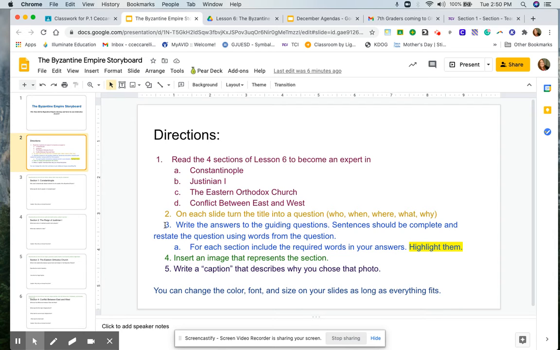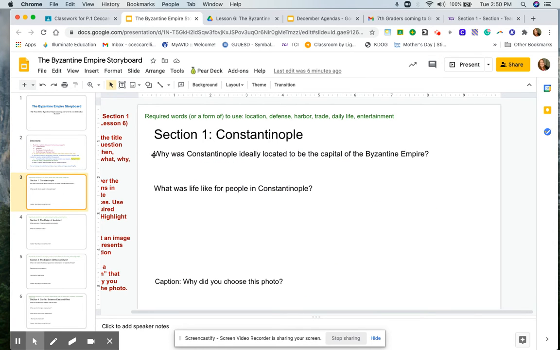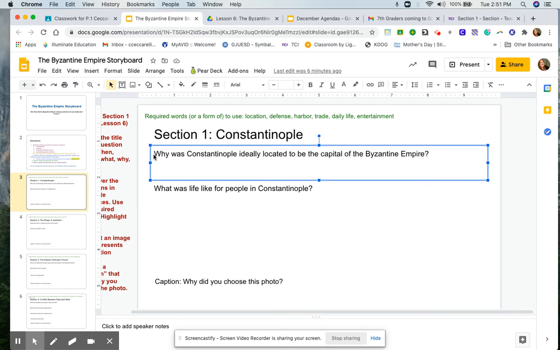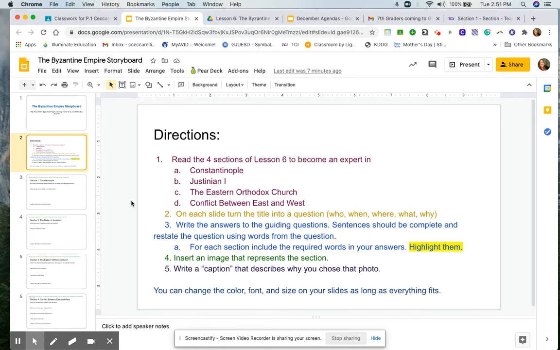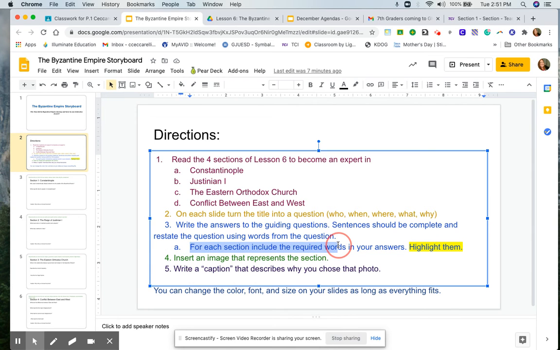Then, for number 3, write the answers to the guiding questions. Sentences should be complete and restate the question using words from the question in your answer. You'll see on slide number 3 that today we have 2 questions. Why was Constantinople ideally located to be the capital of the Byzantine Empire? And what was life like for people in Constantinople? You need to write your answer in a complete sentence using words in your answer that come from the question. Next, for each section, include the required words in your answer and highlight them.